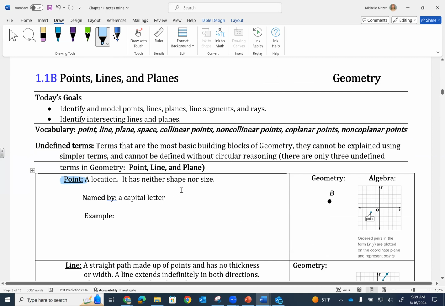And so like on a graph, you notice we graph ordered pairs. Okay. And say, hey, how would you get to that point? You'd go left two and down one. So it'd be an ordered pair to get you there. We also can call it by a name.